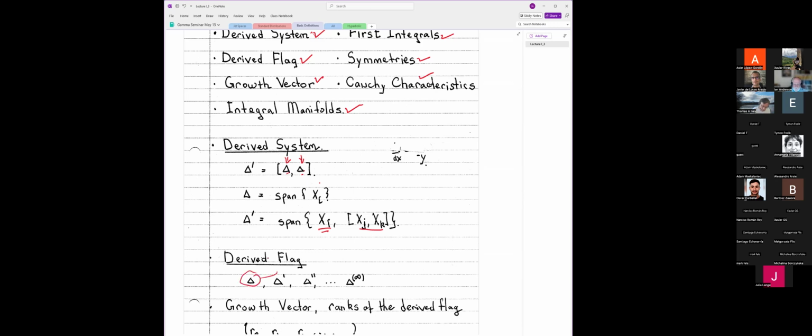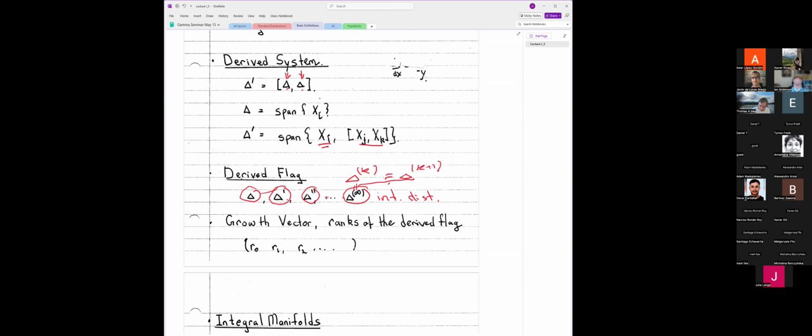The derived flag is the iterated derived system. So we start off with a distribution, we calculate its derived system, delta double prime is the derived system of the derived system, and so on. At some point, you might fill up the whole space, or you might get to a point where this stabilizes, so that the derived system of the kth derived system is the same. If this is true, then we call delta k delta infinity. If the derived system of the derived system is the same, then that means this is an integrable distribution. This is what appeared in our definition of Darboux integrability. It's the terminal derived system of one of those subsystems.